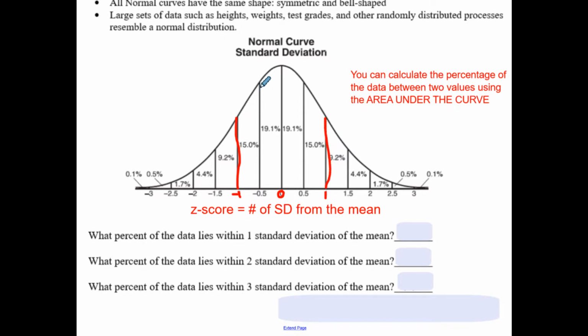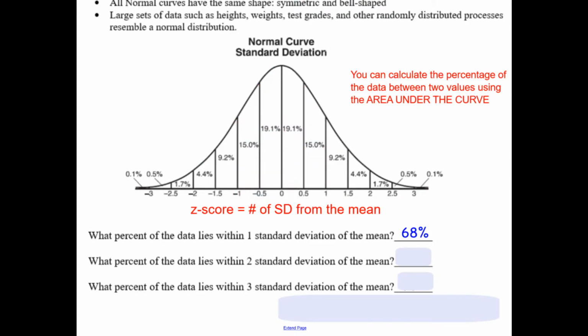So if I add up all of the values in the area under this curve, I'll be adding up the 15, the 19.1, the 19.1, and the 15, the sum of which would give me around 68. So 68% of the data I expect to fall within 1 standard deviation of the mean.